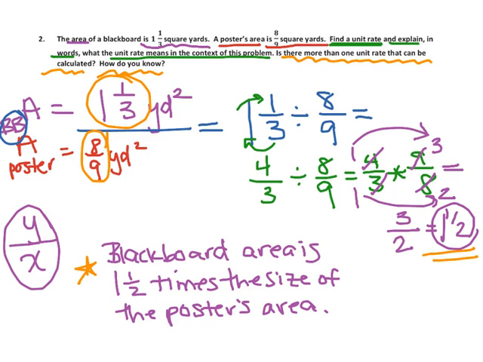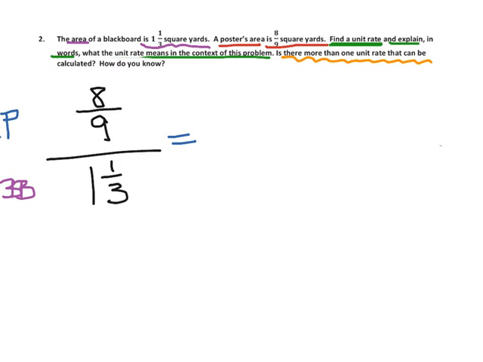That's one way. Now, we solved for the area of the blackboard, its unit rate. Can we now flip and find the area of the poster in relation to the area of the blackboard? The answer to that question is yes. So let's start doing that problem by setting up another complex fraction. Here's my new complex fraction. This time I put the poster area in the numerator, 8/9, and then I put the blackboard area in the denominator, 1 1/3. I'm going to write this in a less complex way, 8/9 divided by 1 1/3.